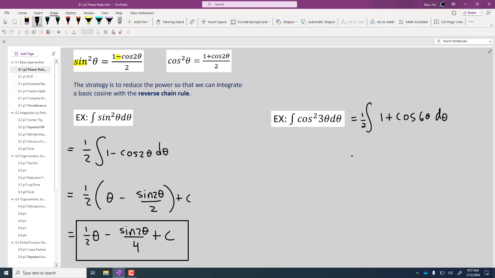And then again, we can integrate term by term. So we're going to get theta plus the integral of cosine of 6 theta, sine of 6 theta divided by 6, plus c. And distributing the half would make the most sense here. And you could write this as sine of 6 theta over 12, doesn't matter.